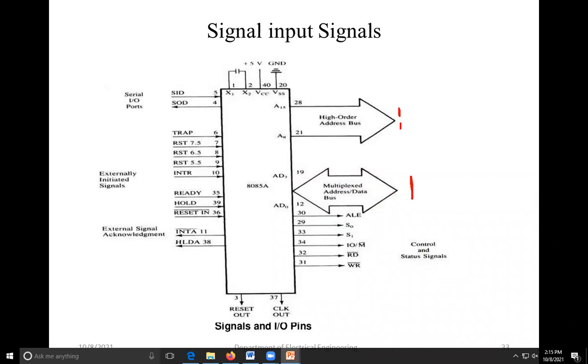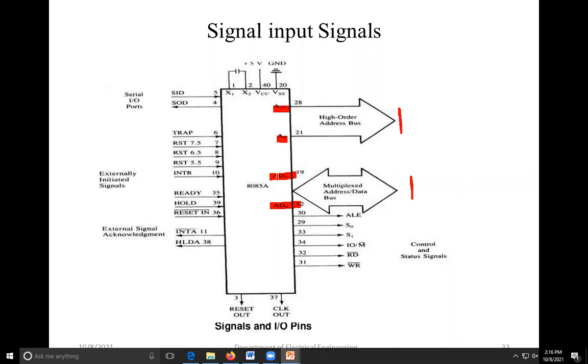Then this is A8 to A15, the address bus. It is directly an address bus; A8 to A15 is the higher order address bus, and AD0 to AD7 is the lower order address bus. But it acts as address and also as data bus. Remember, in your online examination they ask which pins act as higher order or lower order address pins, and which are multiplexed pins or data pins. So you must know that AD0 to AD7 is the lower order address bus.